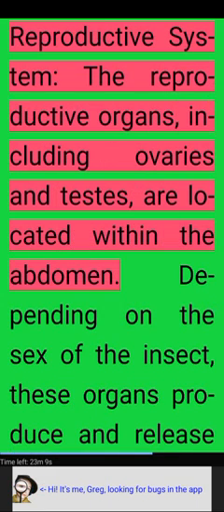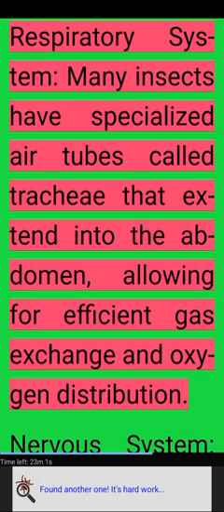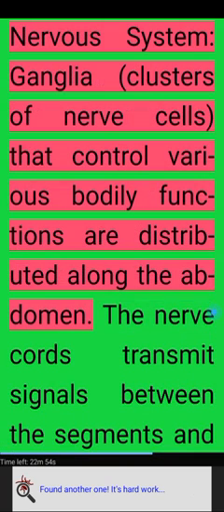Reproductive system. The reproductive organs, including ovaries and testes, are located within the abdomen. Depending on the sex of the insect, these organs produce and release eggs or sperm. Respiratory system. Many insects have specialized air tubes called tracheae that extend into the abdomen, allowing for efficient gas exchange and oxygen distribution. Nervous system.